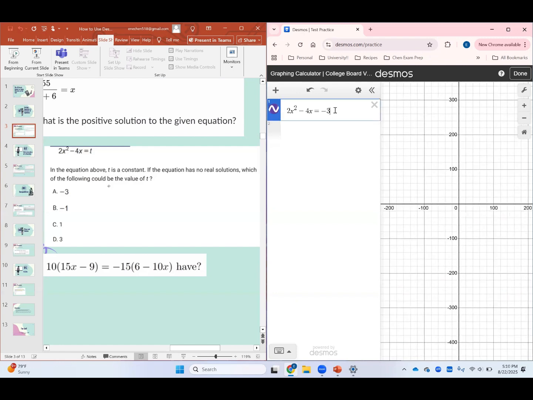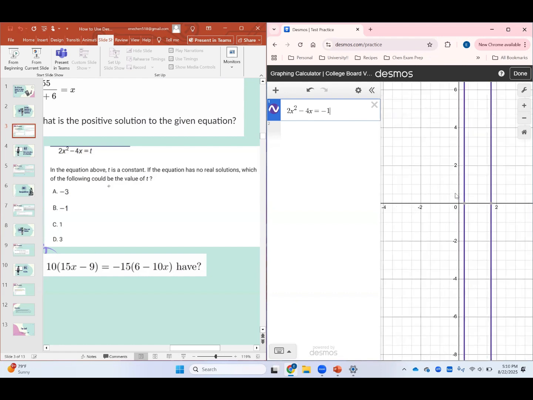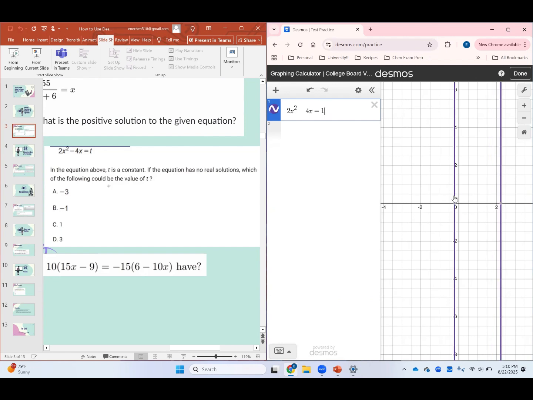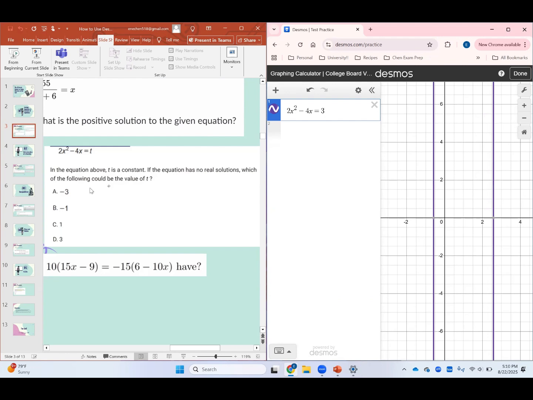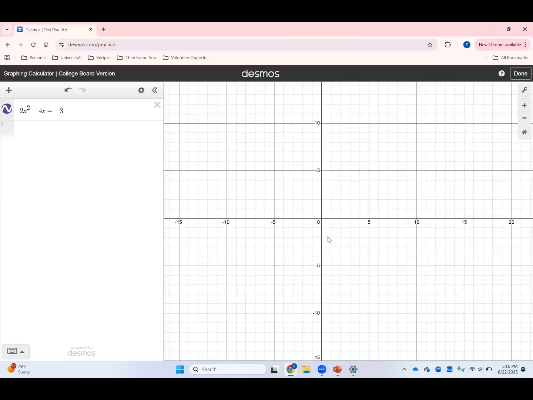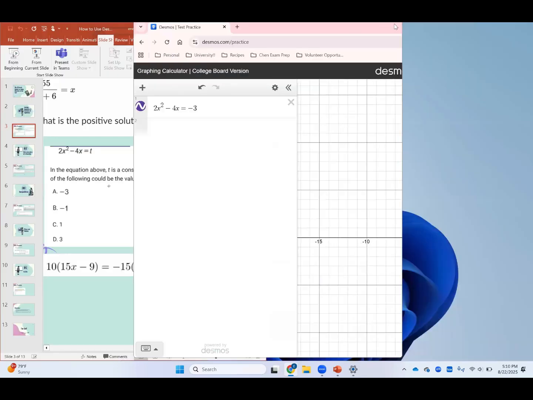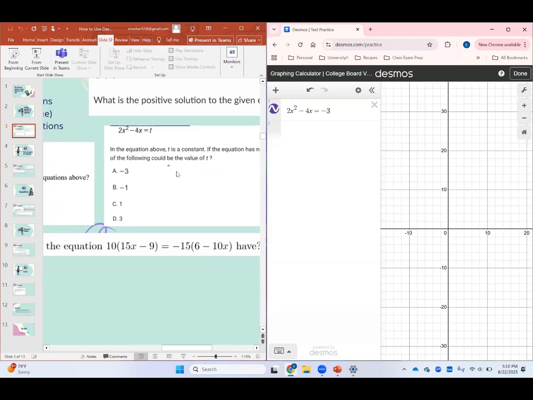But just to show you guys what real solutions would look like, -1, if I plug -1 in, it shows up as two intersections on the x-axis, okay? And same with answer C, and same with answer D. So you see answers B, C, and D all had intersections with the x-axis, and A was the only one that did not. So therefore, A is going to be my answer. And that's how you would use DESMOS for that question.